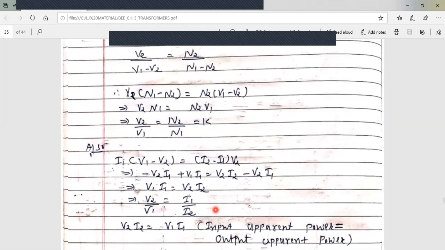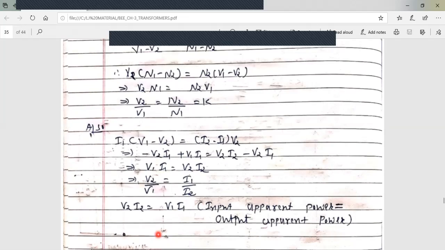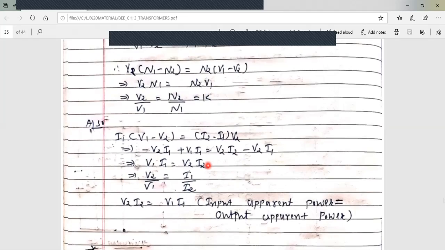Also, we can write I1 into V1 minus V2 equals I2 minus I1 into V2. This is the secondary current, this is the primary current. So again, by solving this equation, we have V2 by V1 equals I1 by I2. So this is about the voltage transformation ratio of the auto transformer.